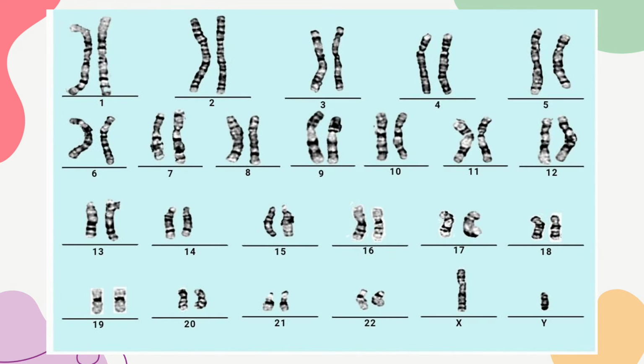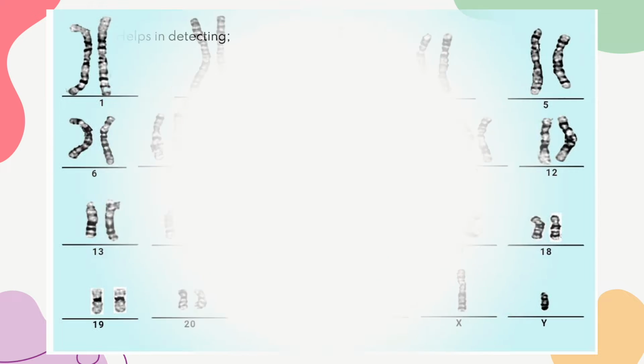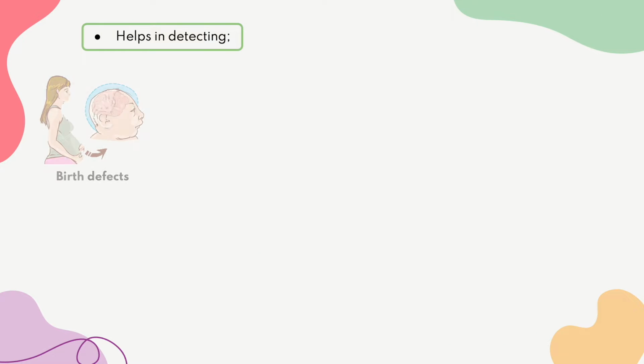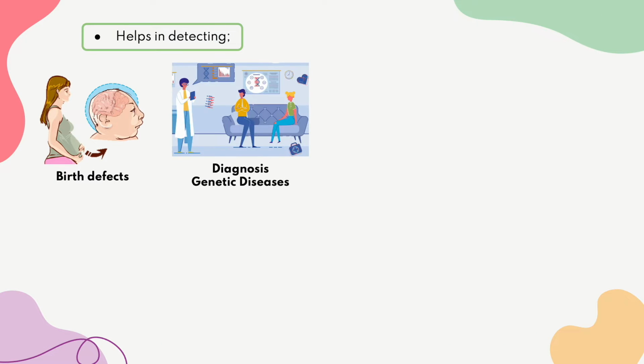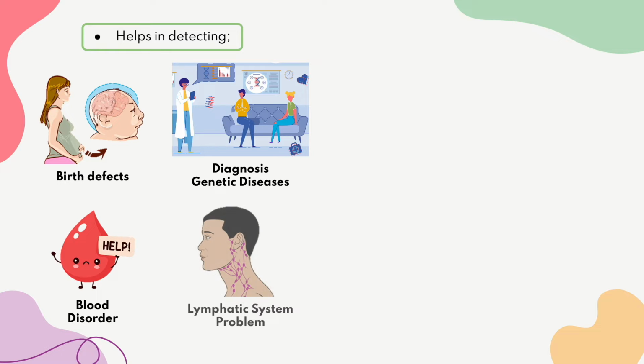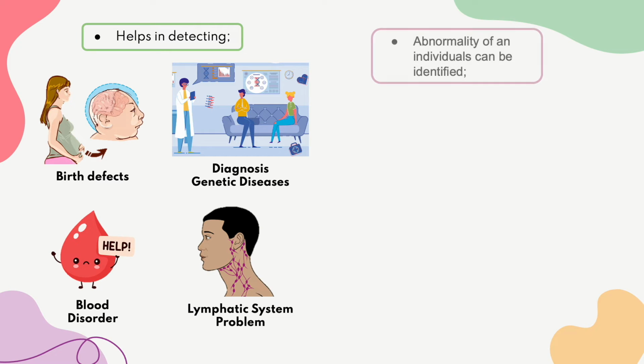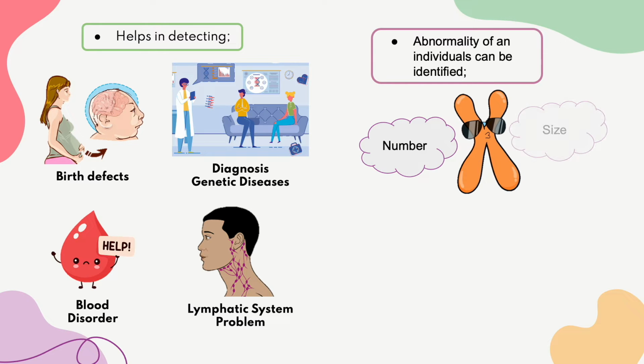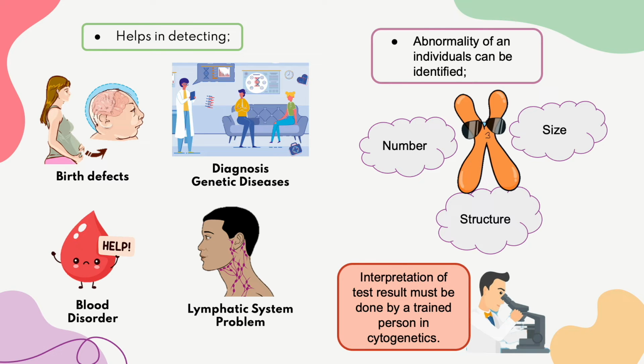And this shows how a normal human karyotype is arranged. It is a picture of 23 pairs of chromosomes arranged in a specific order from the largest to the smallest. Karyotype helps in detecting some birth defects, diagnosing genetic diseases and some disorders of the blood and lymphatic system. Abnormality of an individual can be identified from the number, size, and structure of the chromosomes. Interpretation of test results must be done by a person with specialized training in cytogenetics.